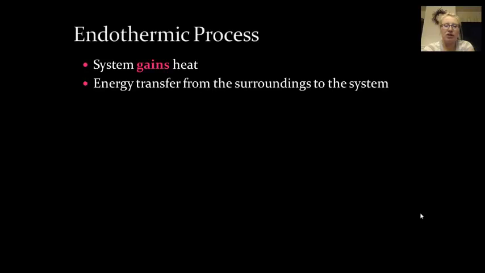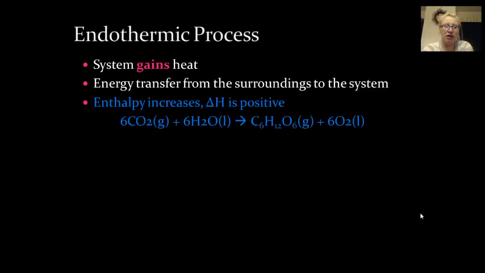In an endothermic process, the system gains heat. Heat is entering the reaction. So energy is being transferred from the surroundings to the system. Enthalpy will increase, so delta H is positive. For example, carbon dioxide plus water will combine to form glucose plus oxygen. The delta H, or the change in enthalpy for this reaction, is positive 2802.5 kilojoules per mole.